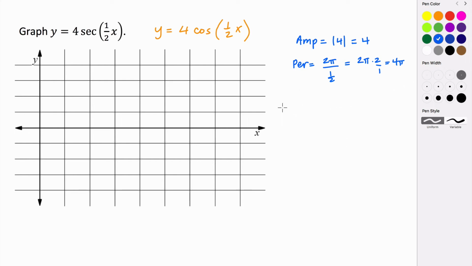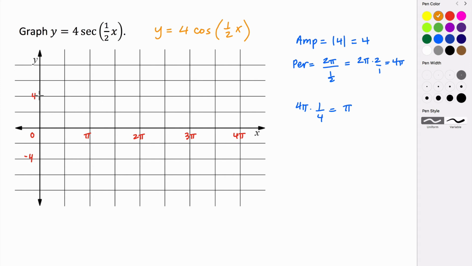So again, when we're graphing the cosine function, all of the key points are going to happen at the quarter marks for our period. So we're going to take 4 pi and multiply it by 1/4 to cut it into quarters, which gives us 4 pi over 4, or just pi. So we're going to label our axes at pi units. So 0, pi, 2 pi, 3 pi, and then 4 pi. And then it has a maximum and a minimum of 4. So I'll call that 4, and this -4, because we need some room to graph our secant function.